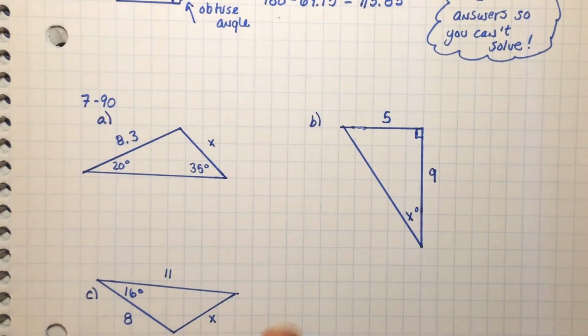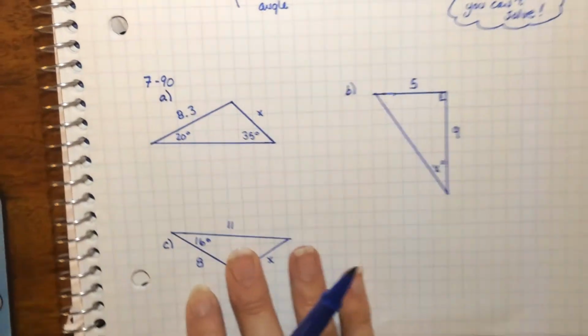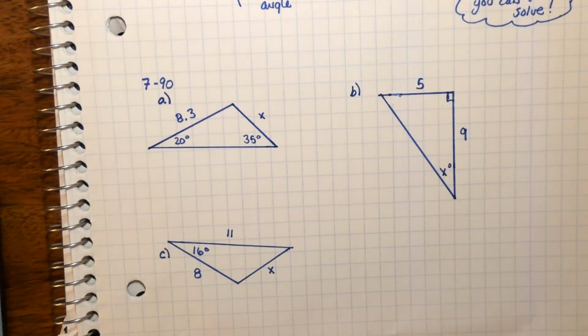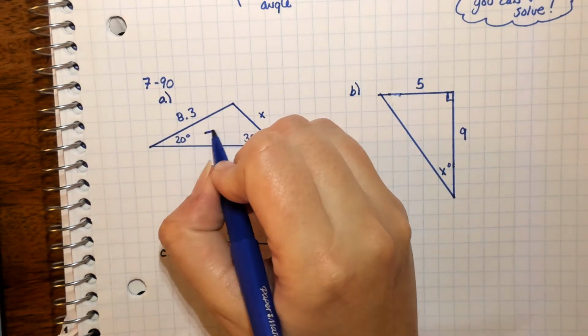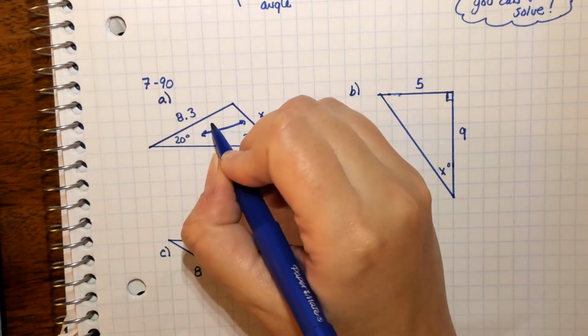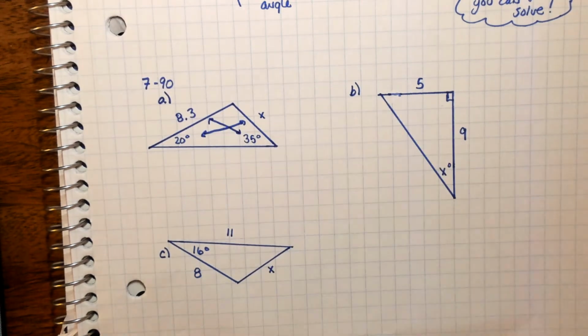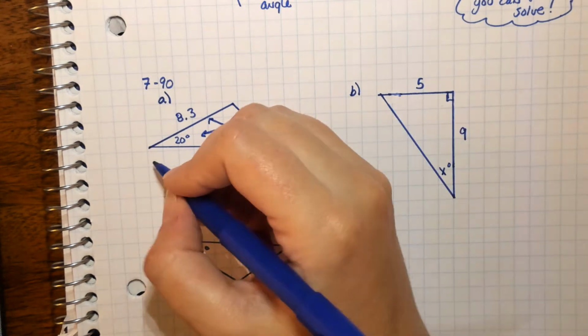Okay, number 90. And remember, feel free to pause me at any point to write down anything you need to write down. Okay, the goal for number 90 is to pick out which strategy to use and solve for x. So it looks like this one has two different sets of angles with sides across. So that would be law of sines.